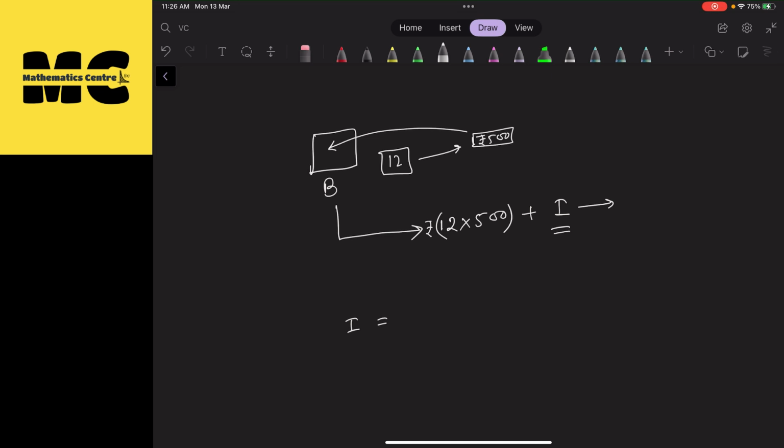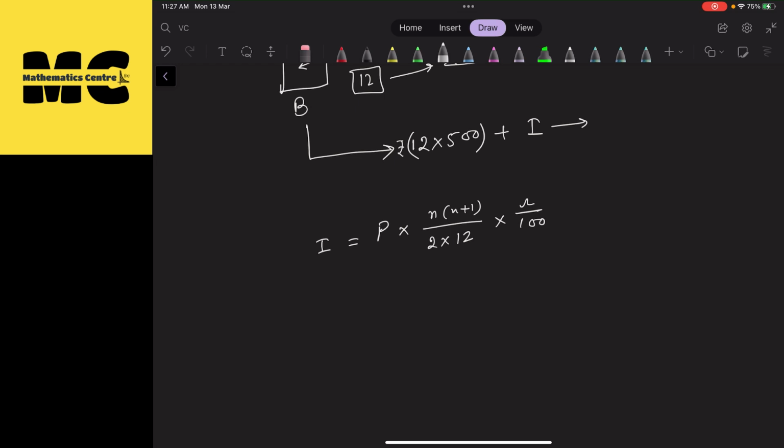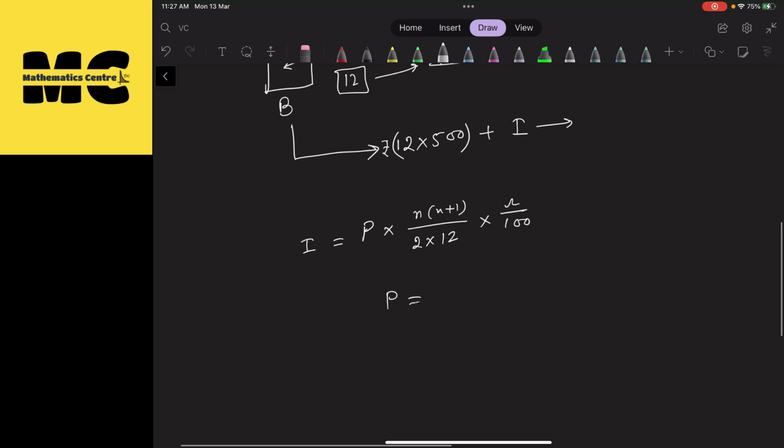This interest amount is equal to P into n into (n plus 1) by 2 into 12 into r by 100. Okay, so that is the formula for the interest amount. Now, what are the values of these symbols P and R? P means the monthly installment.